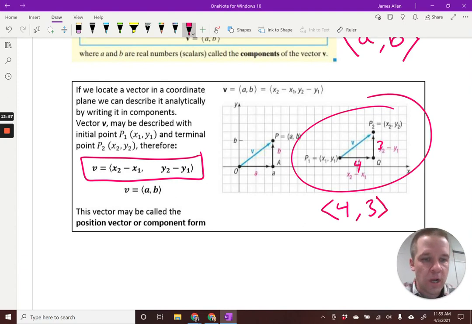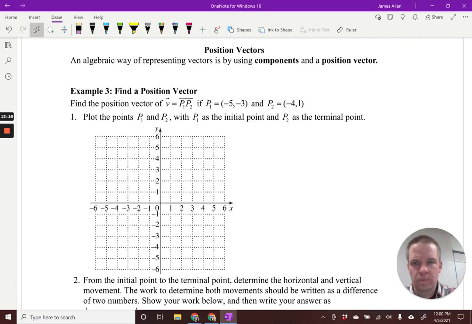There we go. Awesome sauce. If I actually wanted to count those all the way out here, that's a lot of counting, but you would take this X value from P2, subtract this one to get you 4, and then you'd take your Y value, Y sub 2, subtract Y sub 1, and that would give you your 3. All right? Lovely. Awesome. Fantastic.